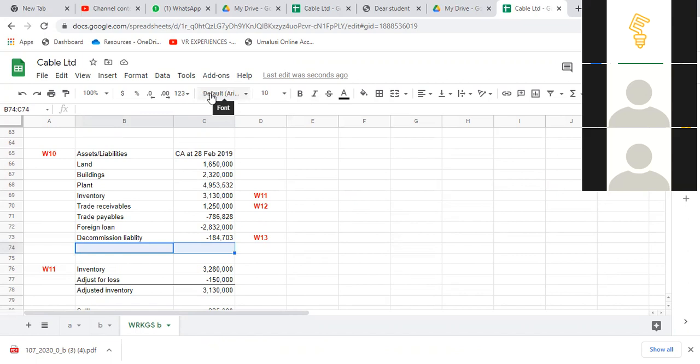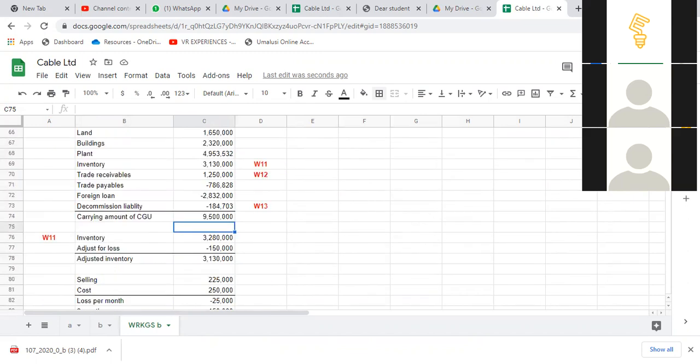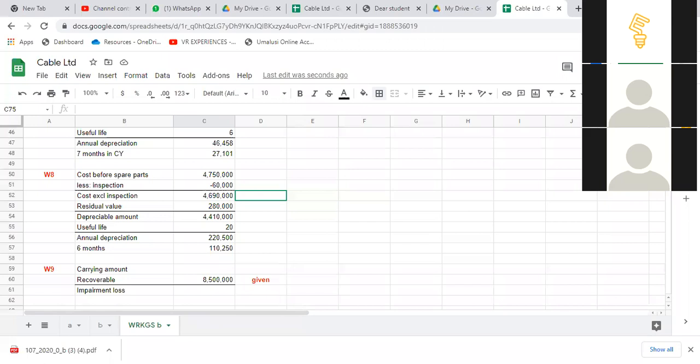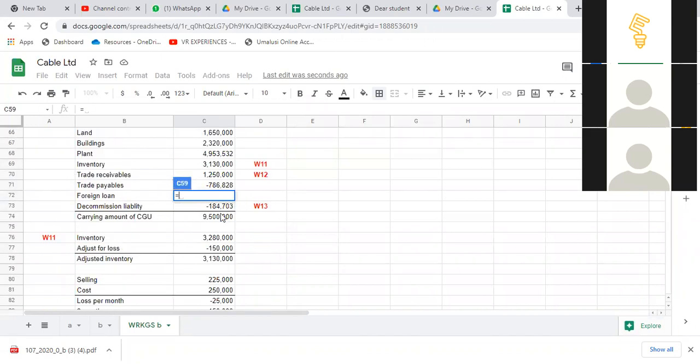The carrying amount of the CGU, sorry, is the sum of all of these. So that's the carrying amount of the CGU, 9.5. What working is this? Working 10. I'm going to say that, 9.5.